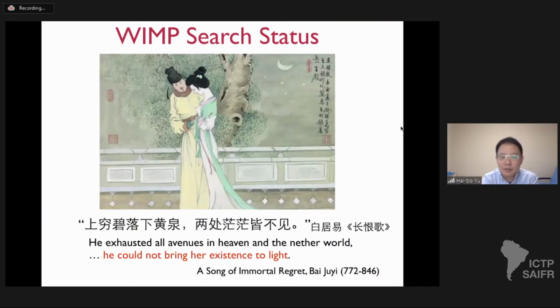All right, so as we all know, the WIMP is the most well-studied dark matter candidate. And after years of research, we have yet to see the WIMP signals. So I'd like to use this sentence from a famous Chinese poem to summarize the current WIMP research status. He exhausted all avenues in heaven and the netherworld, he could not bring her existence to light. This poem is about a love story, but I think this sentence really describes the current situation very well.